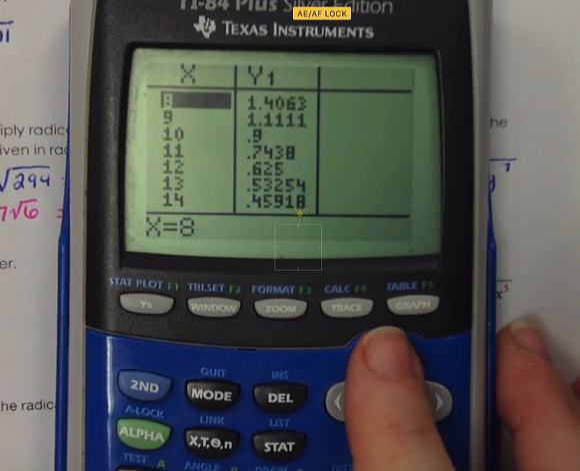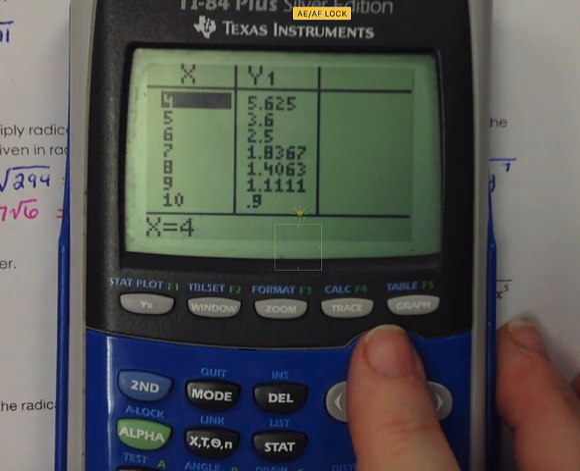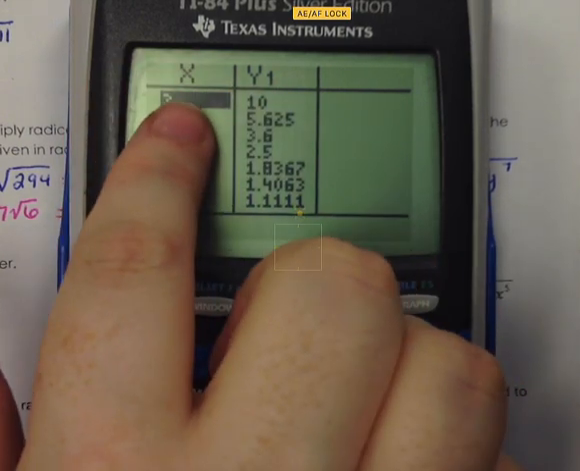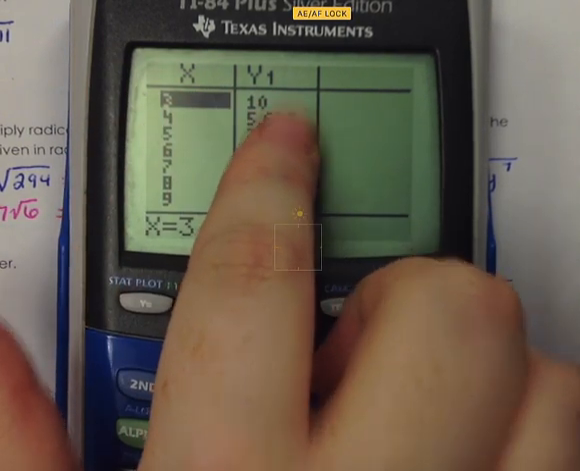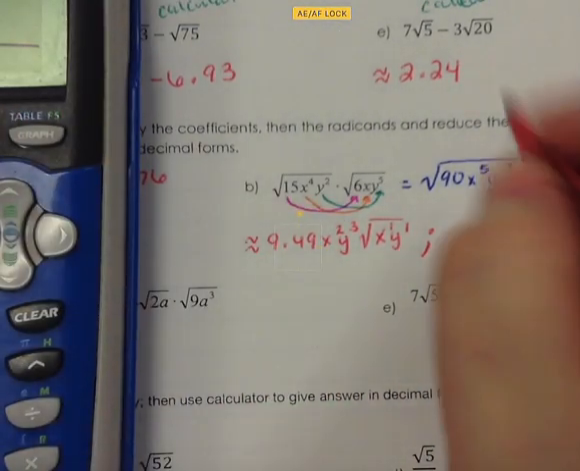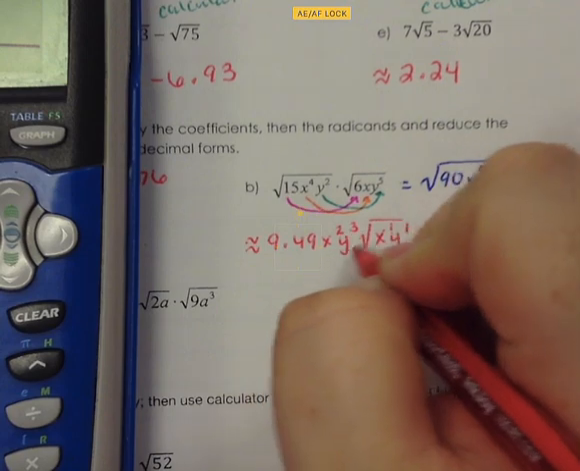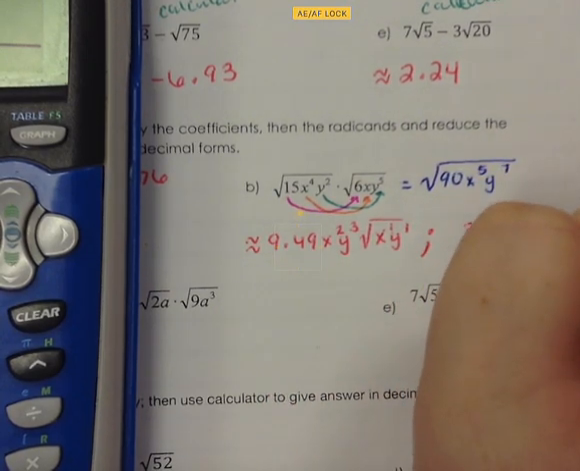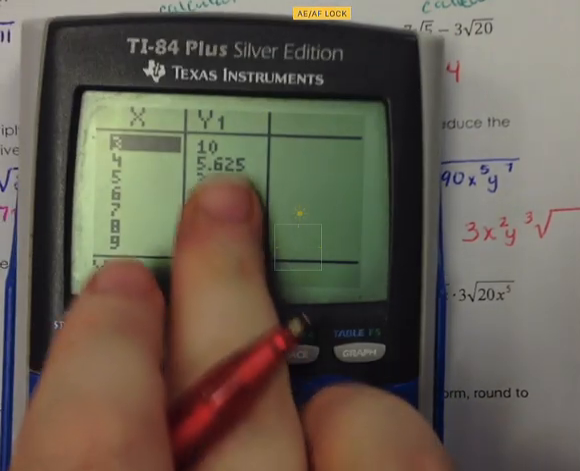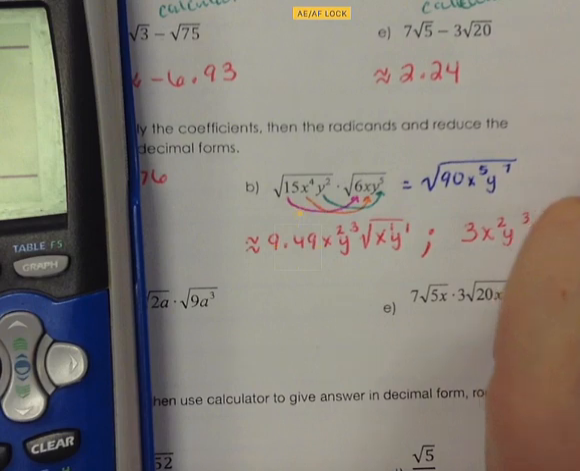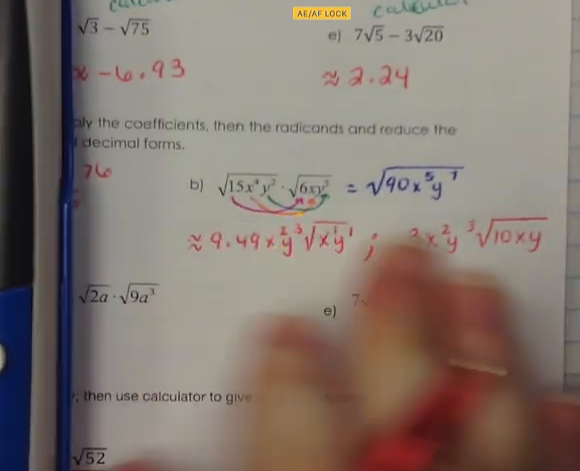So we go up. We want to get whole numbers. So 3 and 10. So our coefficient number is 3 and our radicand number is 10. So we'll have 3. And then we still have our coefficient letters. So x squared, y cubed, square root of. Our radicand number is 10. X to the 1st, y to the 1st. So this is the exact answer.